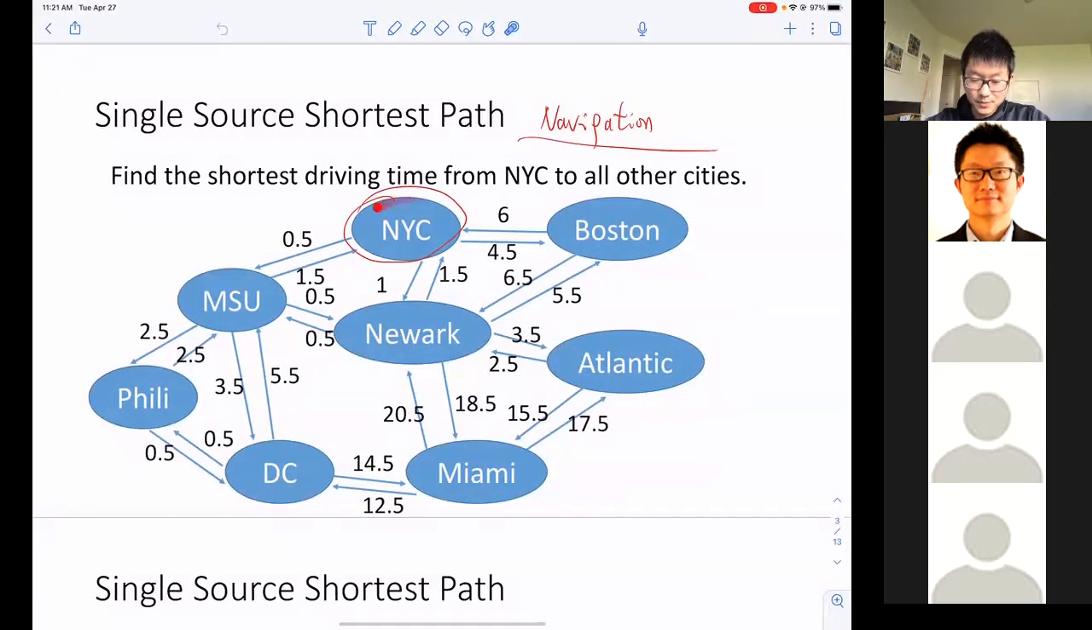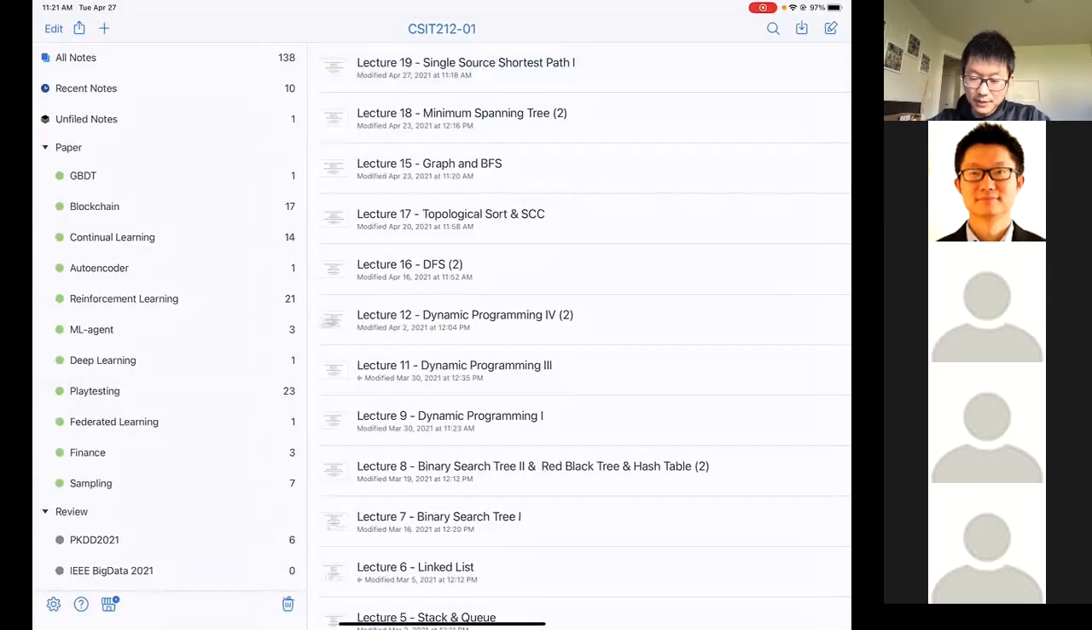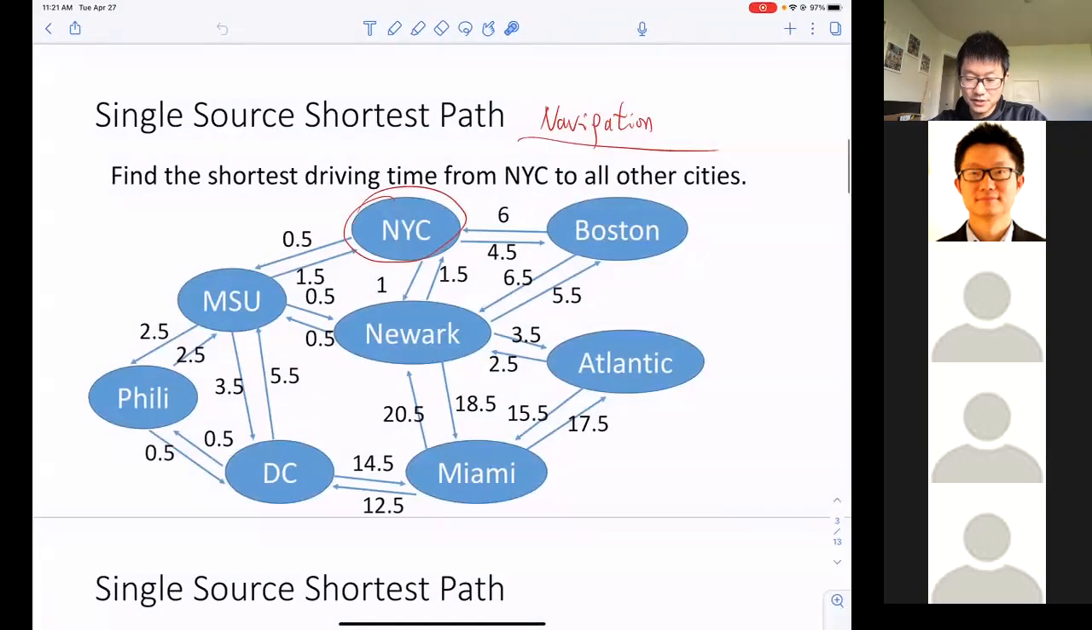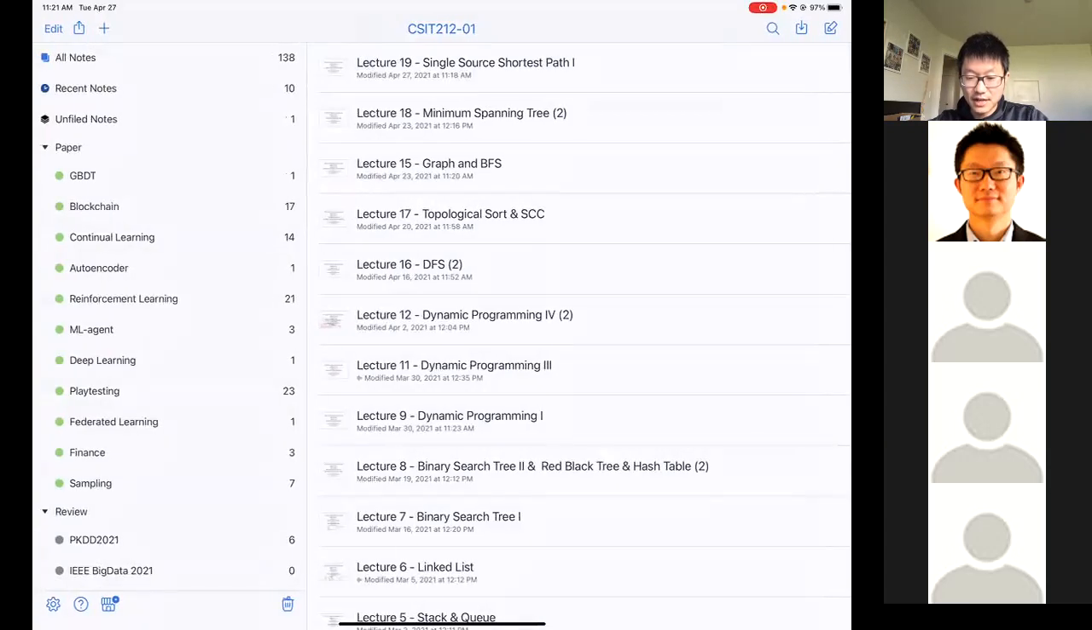Do you see the difference between this input graph and the input graph of BFS? Oh, is it because it's undirected, or like there's more than one direction? Okay, so yes, here in BFS the graph is not directed, it's undirected, right? But in the single source shortest path algorithm, the graph is directed. What else? Is there any other difference?